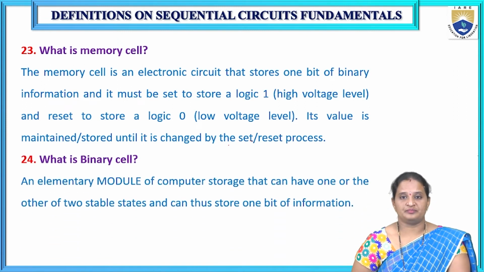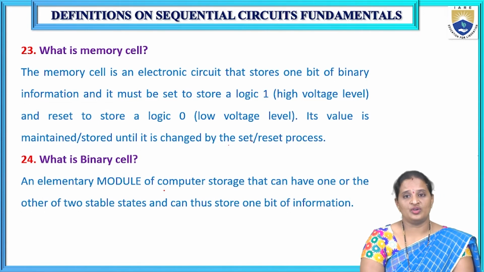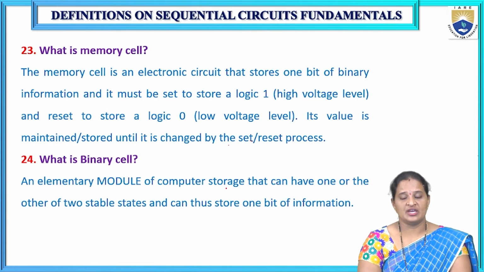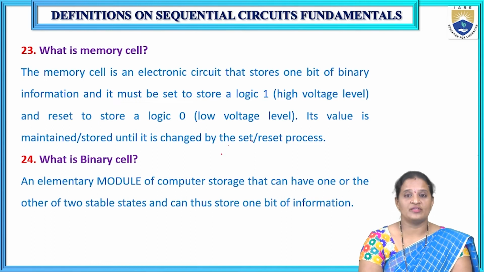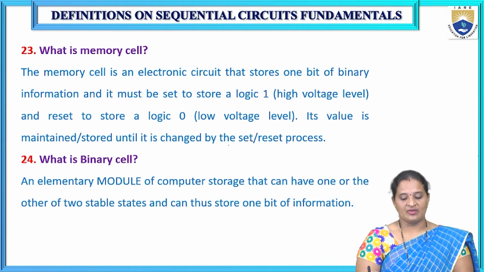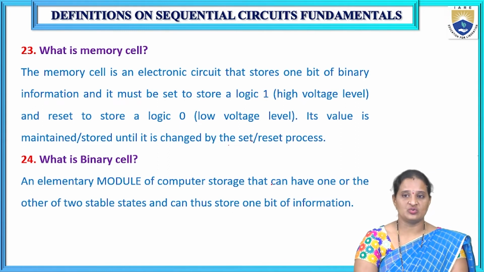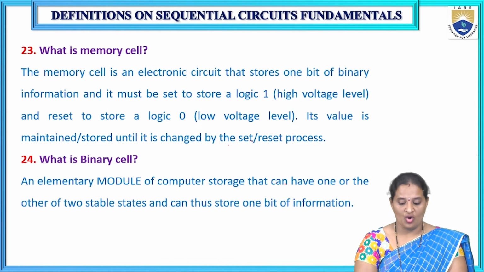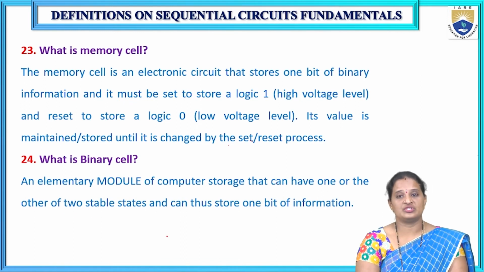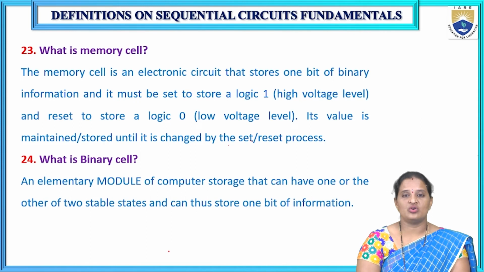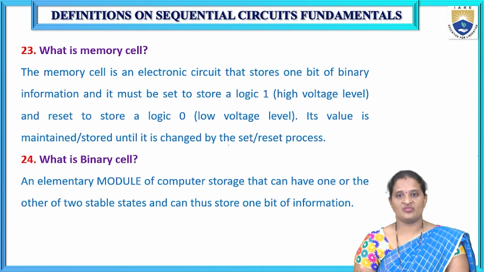What is a binary cell? An elementary module of computer storage that can be in one or the other of two states, and can thus store one bit of information. So a binary cell is nothing but a module of computer storage that can have one or the other of two stable states, and it can thus store one bit of information. Or else we can say that it is also a sequential circuit which can store one bit of information.